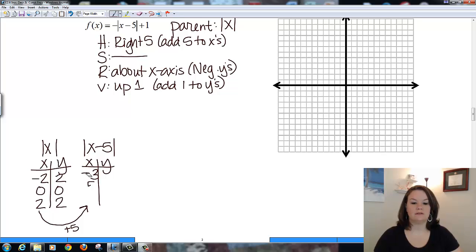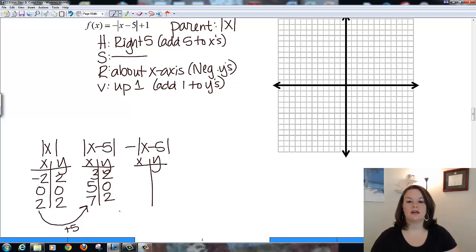Not negative 3, positive 3. 0 plus 5 is 5, and 2 plus 5 is 7. Okay, my y's stay the same. Then my next shift is to reflect it about the x-axis. So now my function looks like negative absolute value of x minus 5.